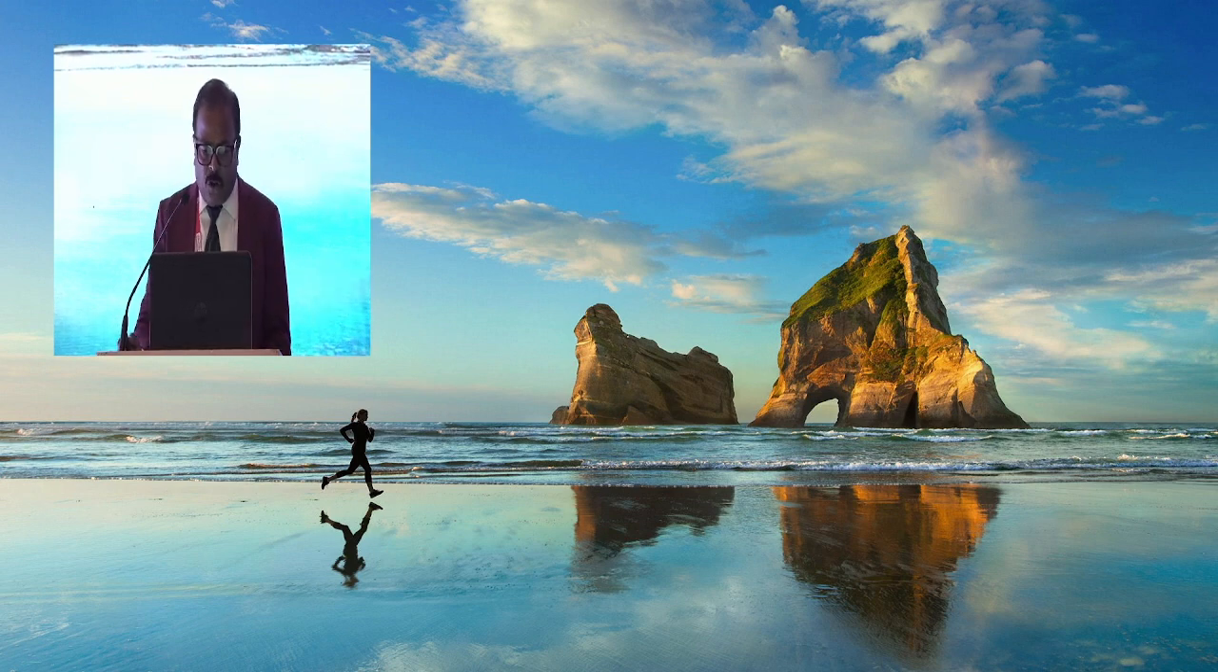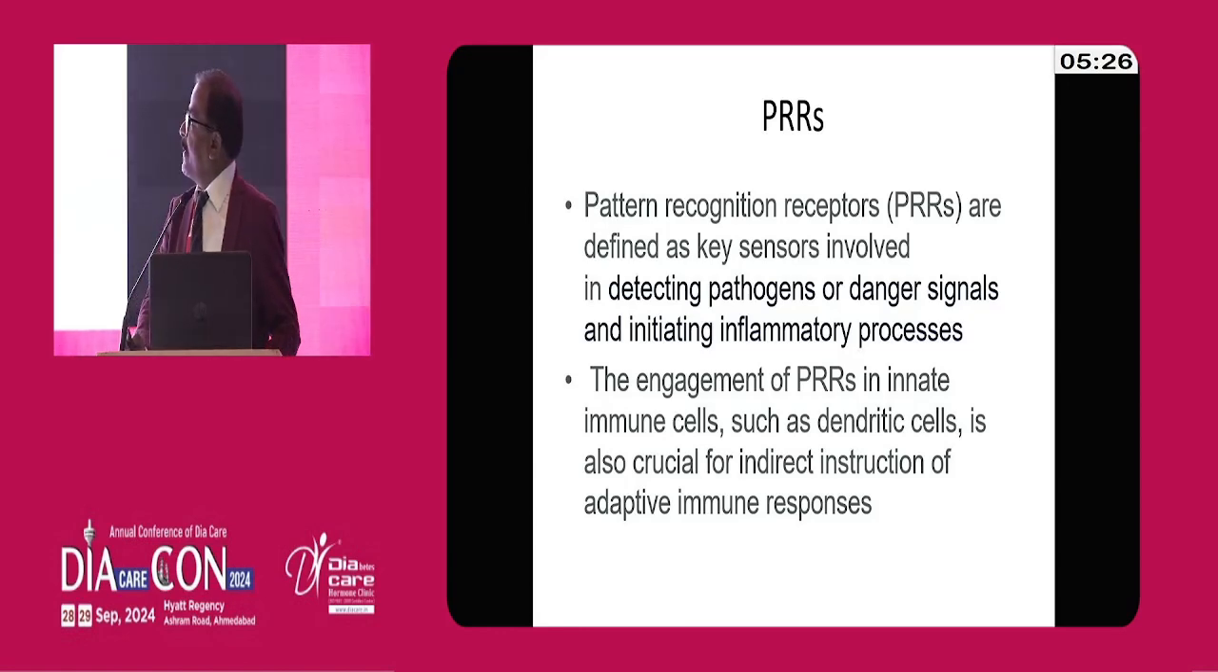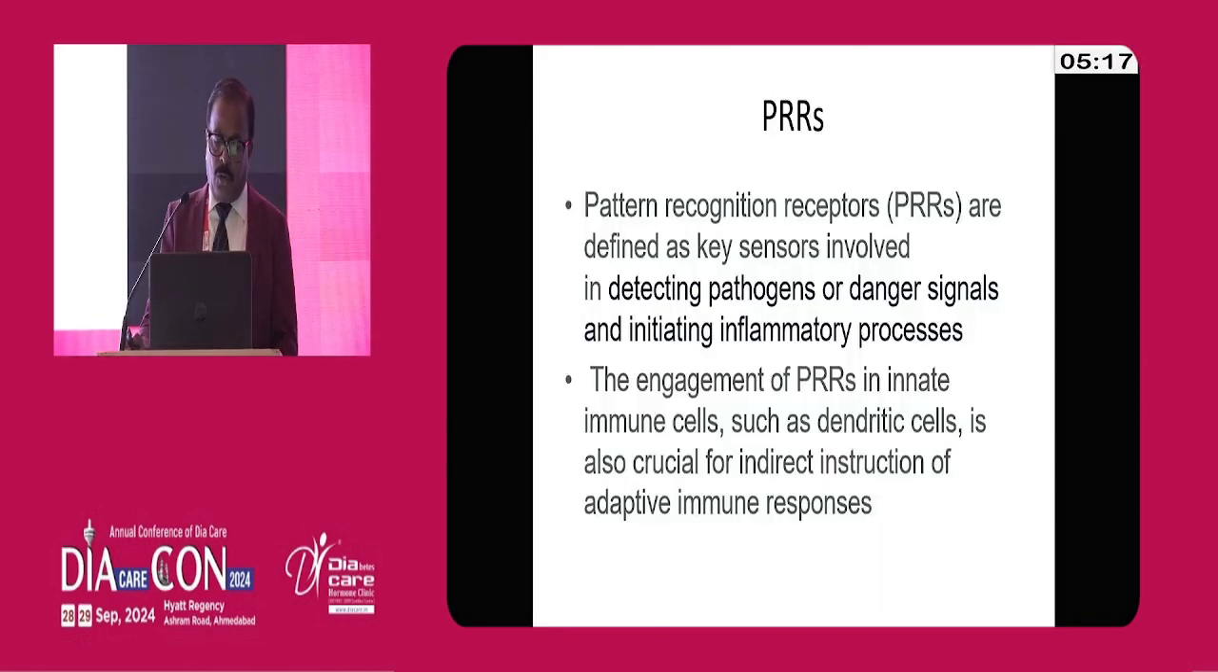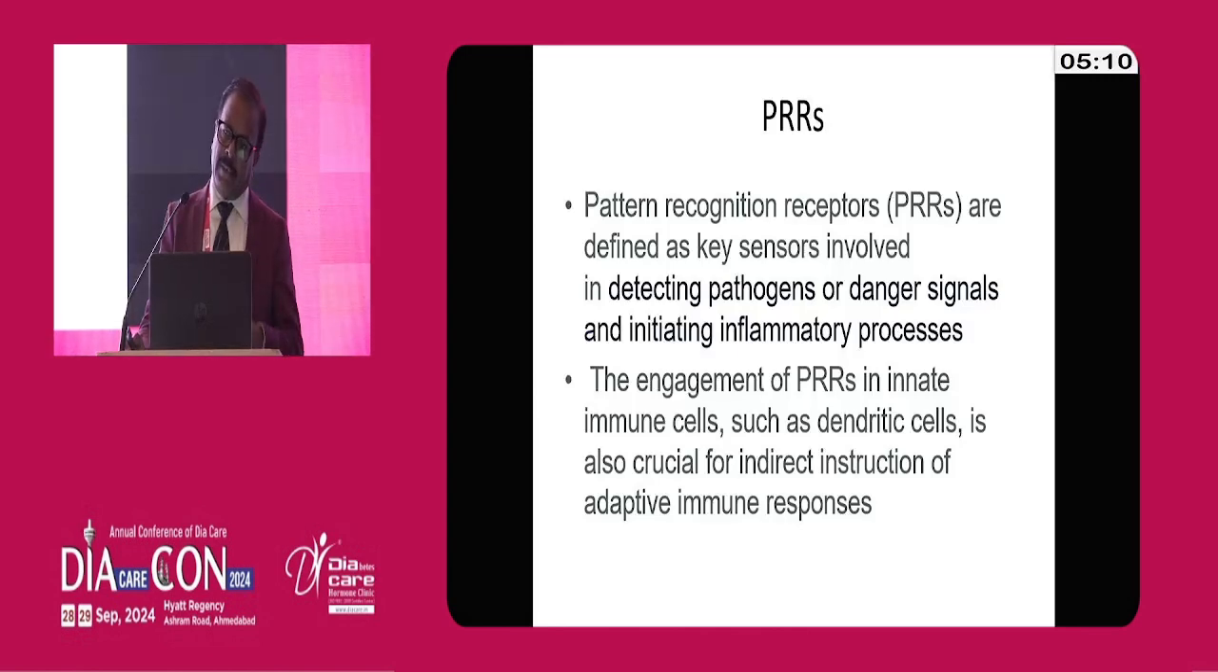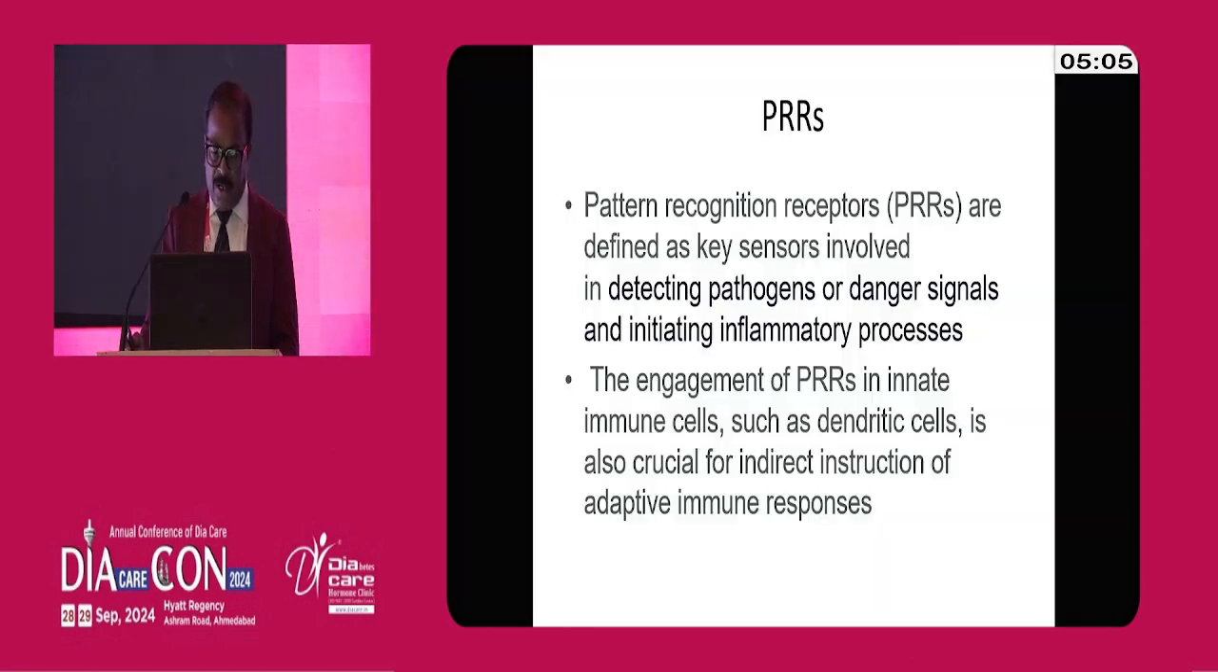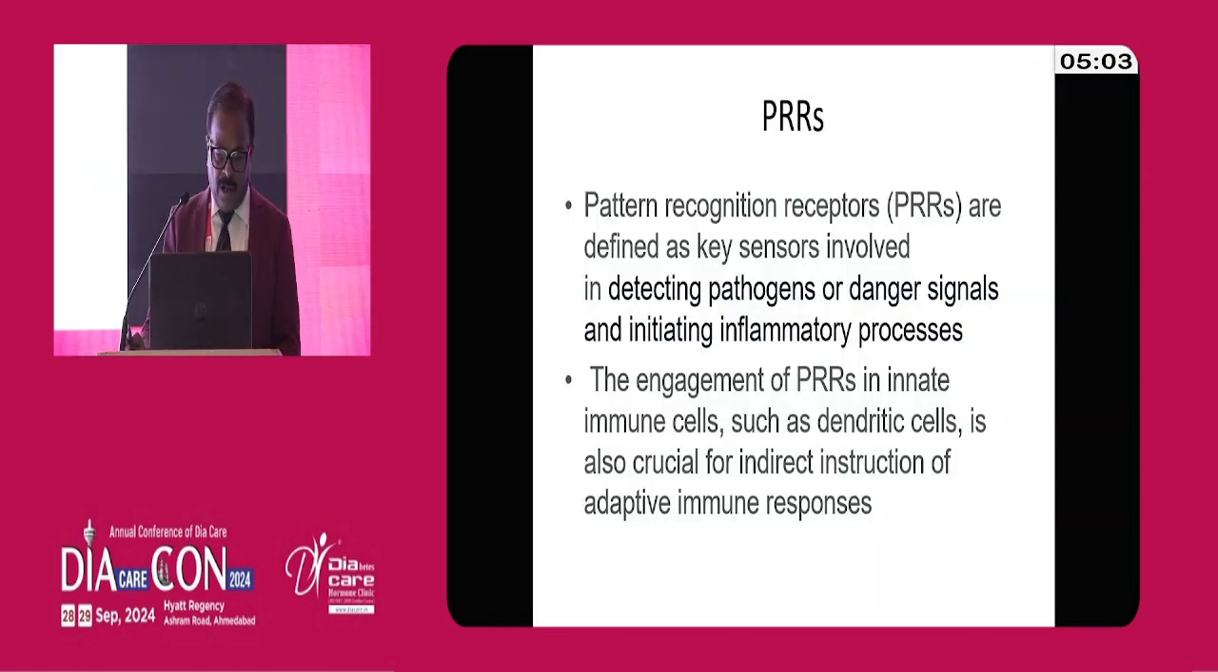The engagement of the PRRs in the innate immune cells, such as the dendritic cells, is also crucial for the indirect instruction of the adaptive immune response. So these PRRs, the pattern recognition receptors, are important in that sense, that they can be found in innate immune cells like the dendritic cells, and they are crucial for the indirect instruction of the various immune responses.